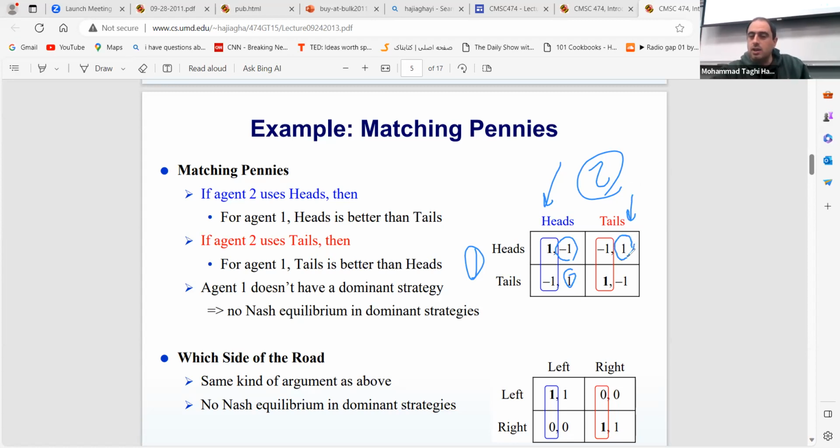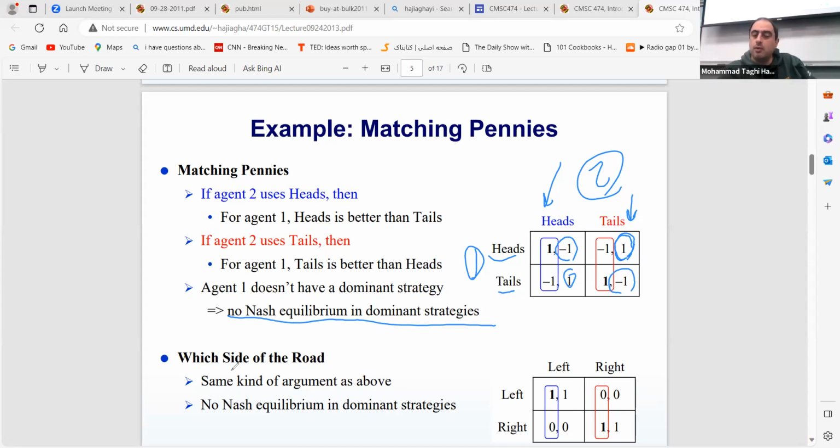If agent 2 goes essentially by tail, then here it gets 1. But if this person changes from head to tail, then it gets minus. So it still is not the dominant strategy, because it depends on whether the other person is doing head or tail. You can do similarly for agent 1, and you can see that neither agent 1 nor agent 2 has one, because it's a very symmetric game. There is no dominant strategy, and of course, then there is no Nash equilibrium in dominant strategies for matching pennies.